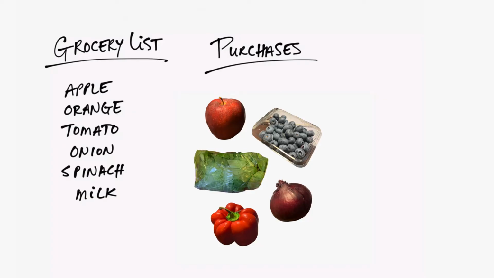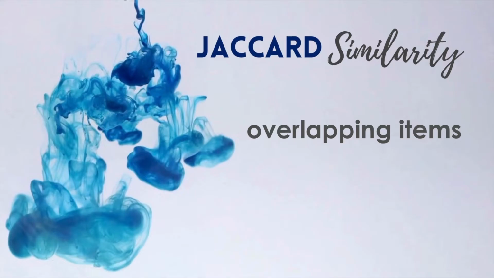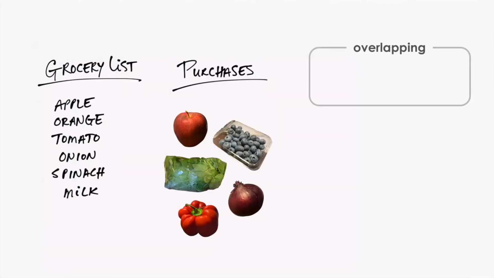You can use Jaccard Similarity to score how well your purchases match your grocery list. The Jaccard similarity of two sets is defined as the number of overlapping items found in both sets divided by the total number of unique items in either set. So here, the overlapping items are the items that are on the list that you remembered to buy. There's the apple, the onion, and the spinach.